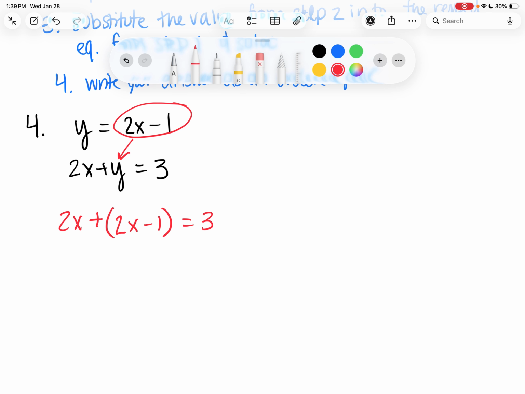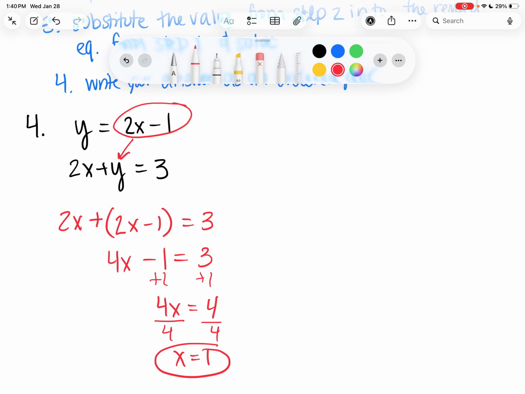And then that equals 3, and now I'm going to solve for x. So 2x and 2x is 4x minus 1 equals 3. I'm going to add the 1 over, so I get 4x equals 4. Divide by 4, so x equals 1.